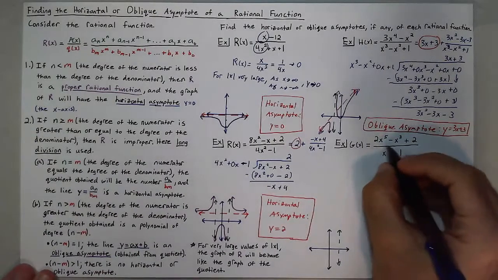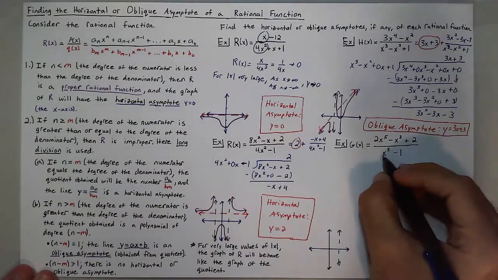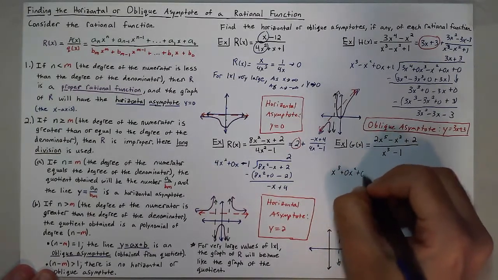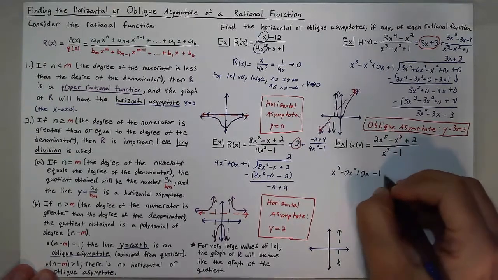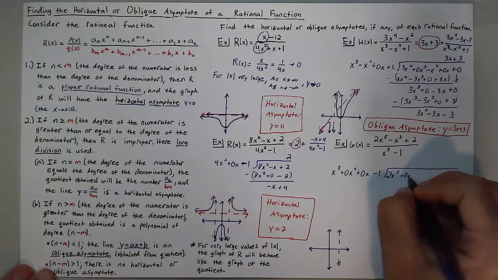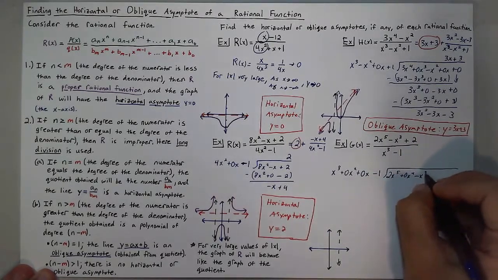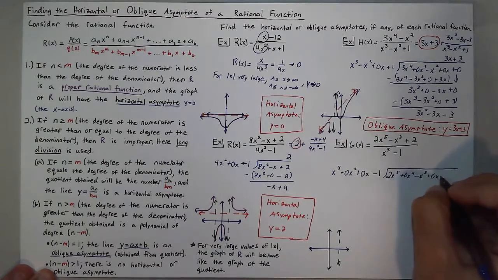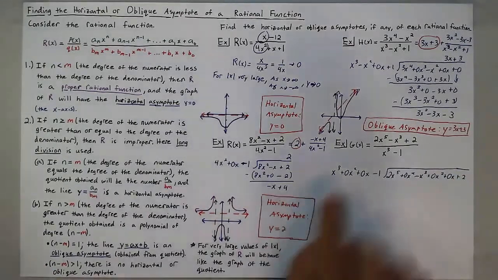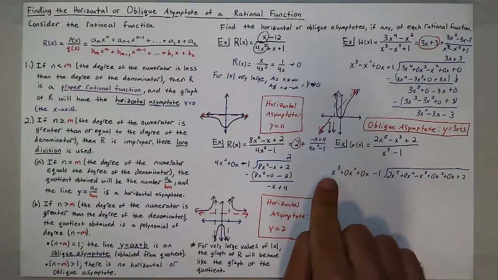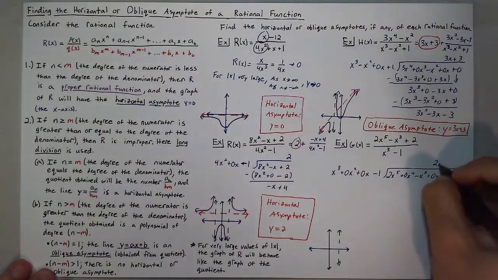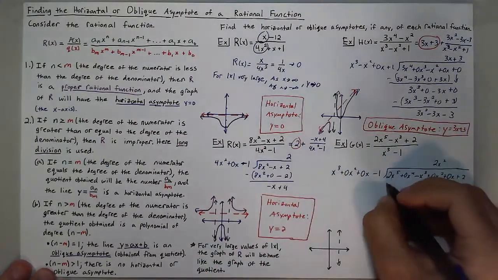So we're going to divide 2x to the 5th minus x cubed plus 2 by x cubed minus 1. So x cubed plus 0x squared plus 0x, put little placeholders in, minus 1 is going to divide into 2x to the 5th plus 0x to the 4th minus x cubed plus 0x squared plus 0x plus 2. And I ask myself, how many times does x cubed go into 2x to the 5th? That would be 2x squared times, so 2x squared times x cubed is 2x to the 5th.